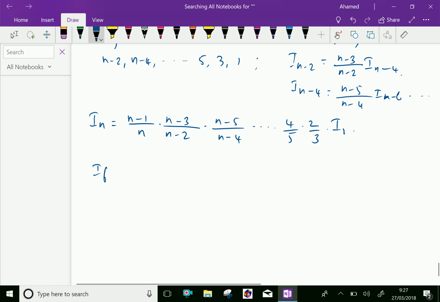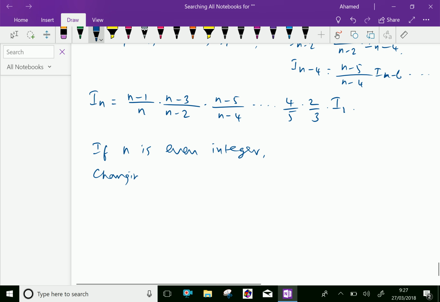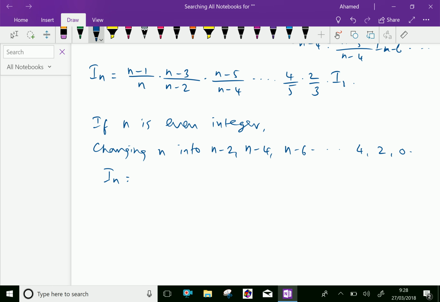If n is an even integer, then changing n into n-2, n-4, n-6, like that, continuing, we will get down to 0. Therefore, I_n equal (n-1) by n, (n-3) by (n-2), and (n-5) over (n-4), like that, into half into pi by 2. This is for even integer for sin x.